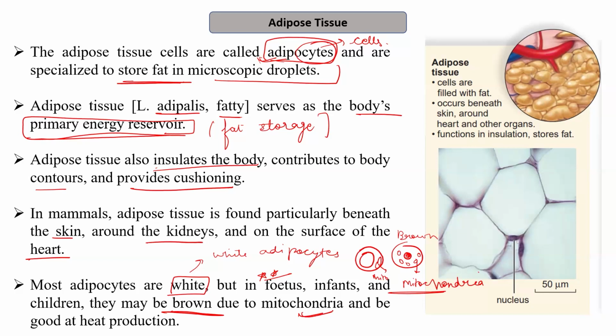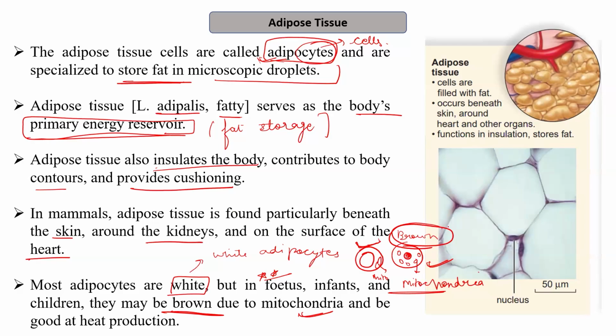So in babies or in the fetus, it is usually the brown adipocytes which are present, whose function is mainly to protect the fetus from the cold. So it provides insulation against the cold by producing more energy with the help of the more mitochondria that are present in the brown adipocytes. But in well-developed humans or in adults, it is usually the white adipocytes which are present, whose main function is to store the fat and provide insulation and protection to the internal organs.